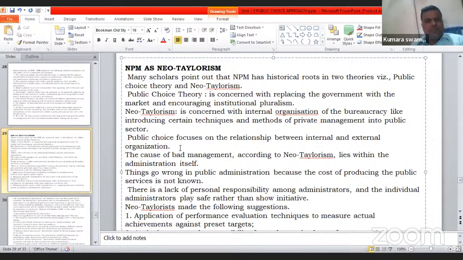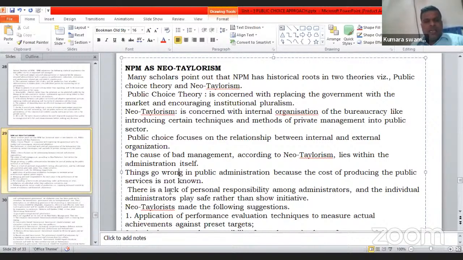So this theory focuses on the relationship between internal and external cause and effect. When you talk about management, the cause of bad management also takes place here. According to neo-Taylorism, the cause lies with the administration itself. The bad management can be seen in the administration. So they want to reduce the bad management system with different techniques and different models, which is proposed by neo-Taylorism. Neo-Taylorism focuses on bureaucracy introducing a few techniques and methods like the private organization, like private management, like the private sector.